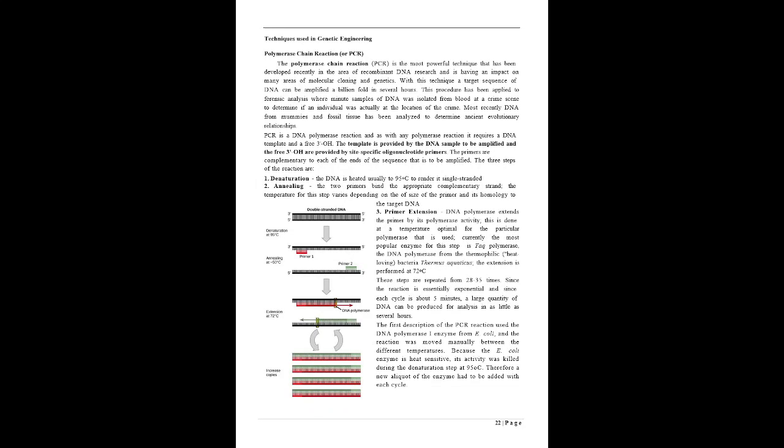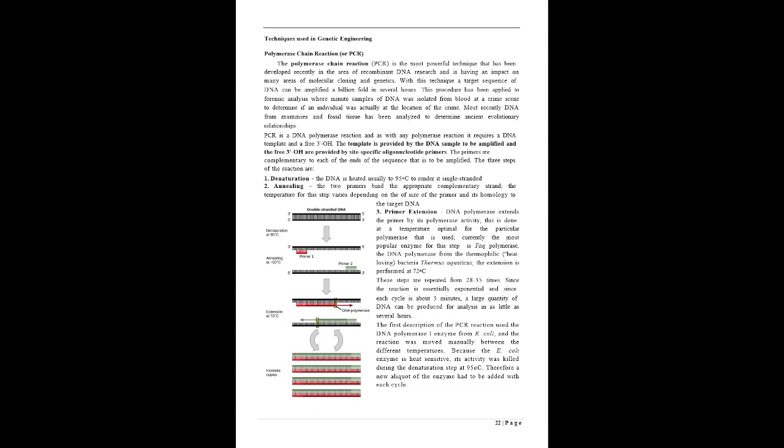Now getting into the techniques, which are very interesting. Polymerase chain reaction, or PCR, is one of the fundamental techniques used in genetic engineering. It occurs in three important steps: denaturation, annealing, and primer extension. In denaturation, the double-stranded DNA template is heated and it opens up. So the hydrogen bonds between the strands break, separating the two into single strands.